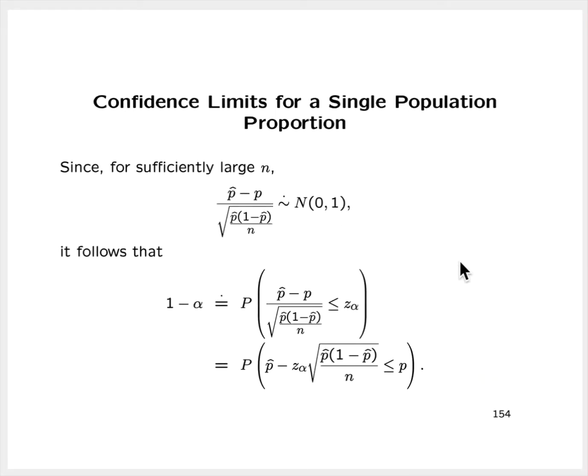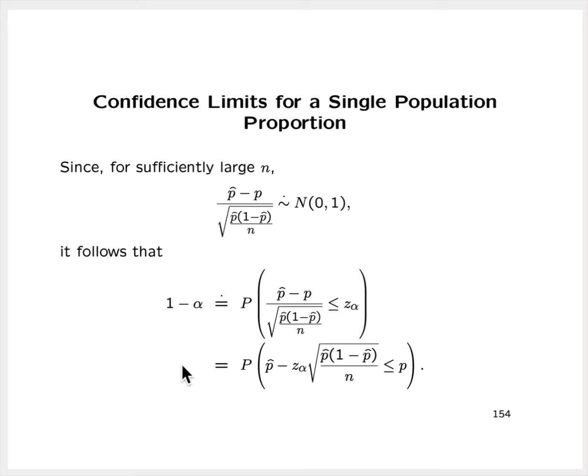Okay, now let's look at constructing confidence limits and two-sided confidence intervals for a population proportion. Again, we're going to be basing our construction on the approximate sampling distribution of the estimated standardized version of p hat. Here we have p hat minus p over the estimated standard error of p hat, which is the square root of p hat times 1 minus p hat over n. And we know for sufficiently large sample sizes that will be approximately standard normal.